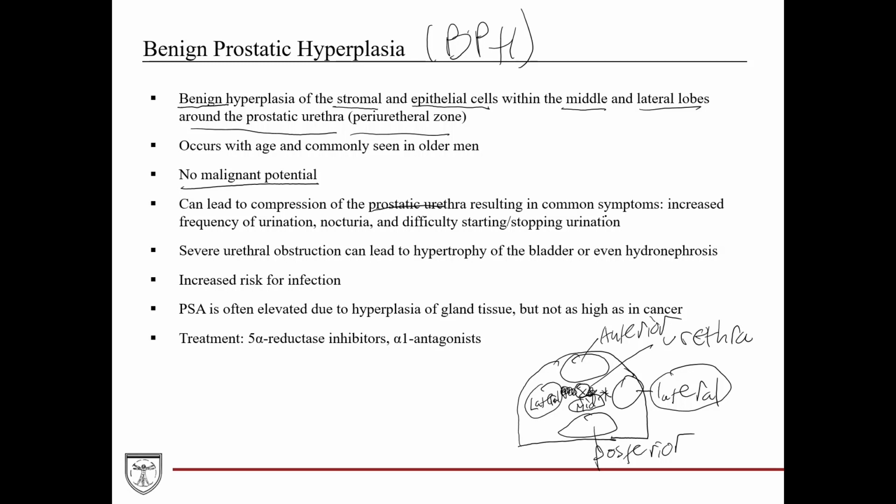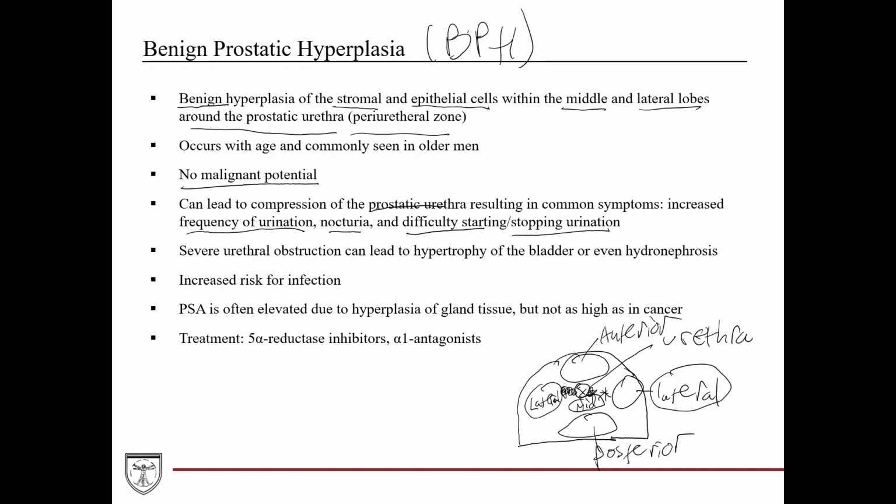And this results in the common clinical manifestation of BPH, which is increased frequency of urination, because you're essentially causing some resistance to urinary flow, and nocturia. You often hear of older men having to get up in the middle of the night and go to the bathroom, sometimes with significant frequency. Difficulty with starting and stopping urination, because you have the muscles here contracting and you have compression going on, and that's again causing resistance to flow.